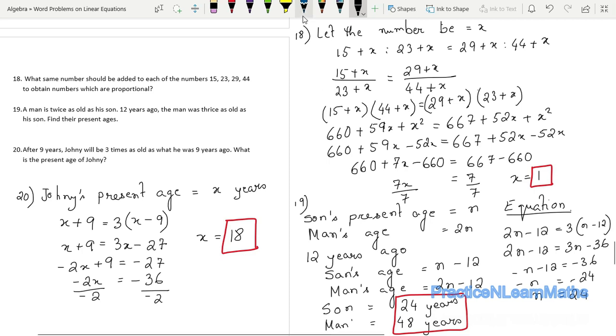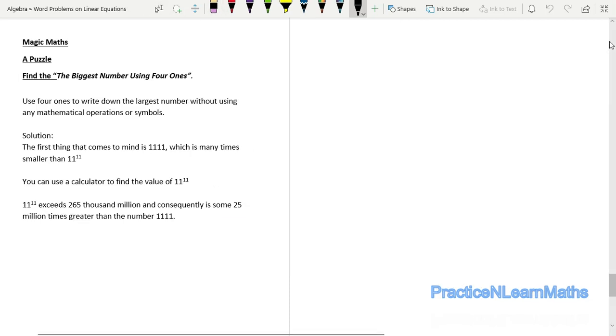You can check your answers now. Now comes the magic maths. This time it is a puzzle. Find the biggest number using 4 ones. Use 4 ones to write down the largest number without using any mathematical operations or symbols, meaning you cannot use any plus, minus, multiplication or division sign.